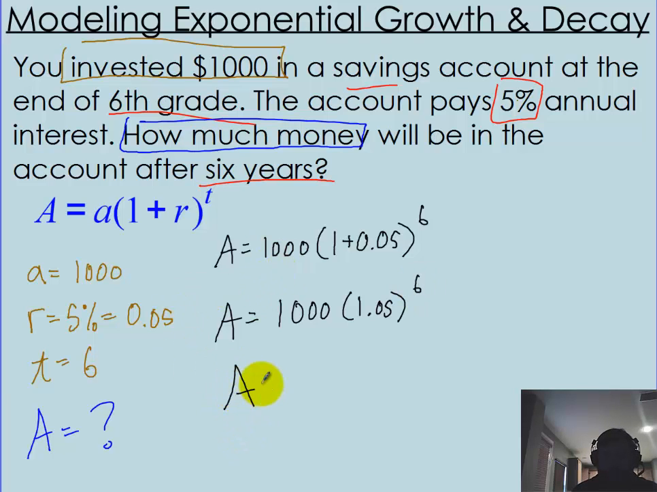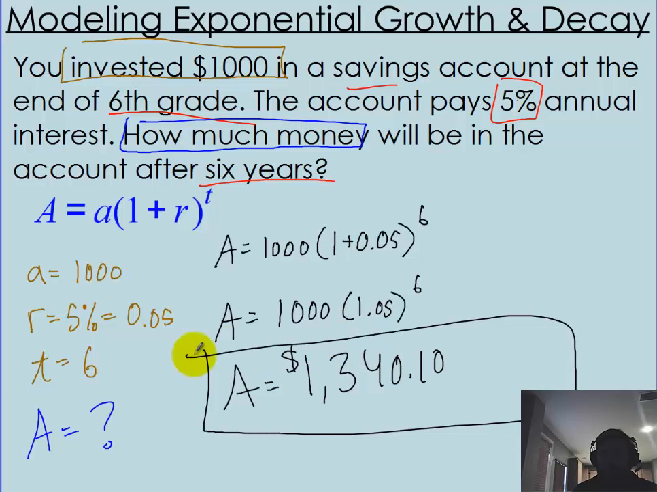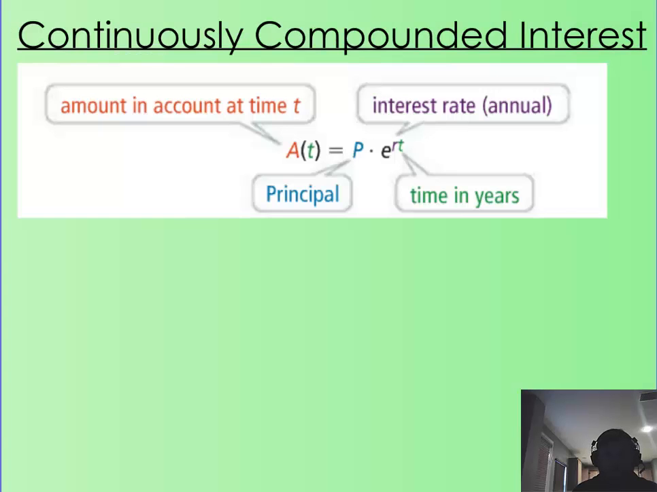And what I'm getting for A is $1,340.10. So that is how much you have in the bank account if you're getting that interest rate and you save $1,000 for 6 years. All right, let's try something else.